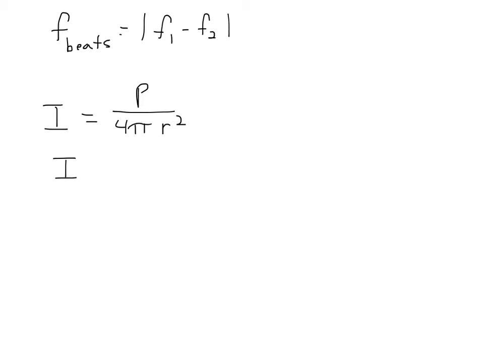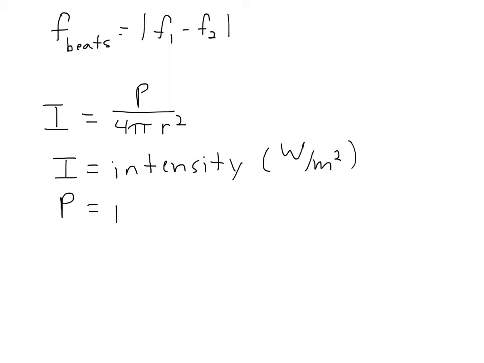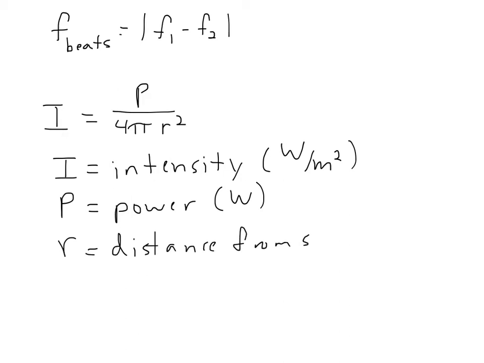So I is intensity, and it's going to be measured in watts per meter squared. P is power, measured in watts, and r is the distance from the source, measured in meters. Alright, so those are our equations. Let's do the first 5 problems together.